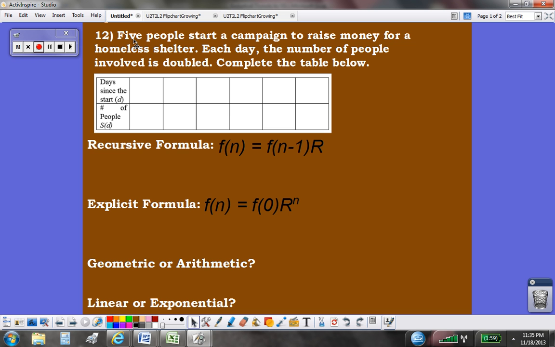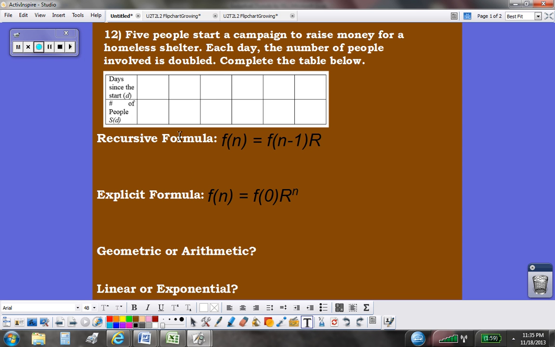Okay, so the problem says 5 people start a campaign to raise money for a homeless shelter. So remember, this is 5 people that's starting the campaign, and each day after that, the number of people involved is doubled. So if you read the table here, it says days since the start. Now for this table, I'm going to start with 0 because I will be using the f of 0. Okay, so remember f of 0 is the 0 term, so I'm going to start my table with 0.